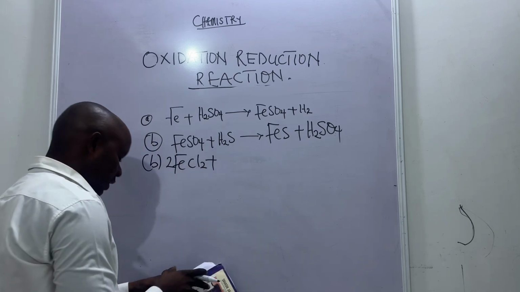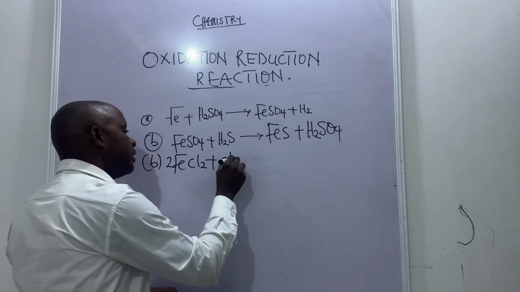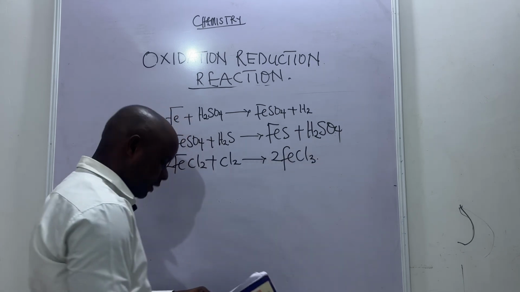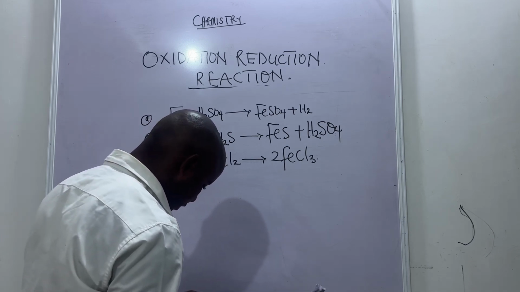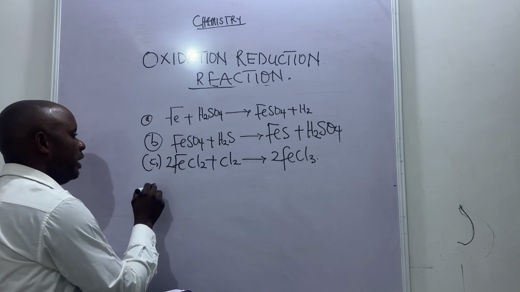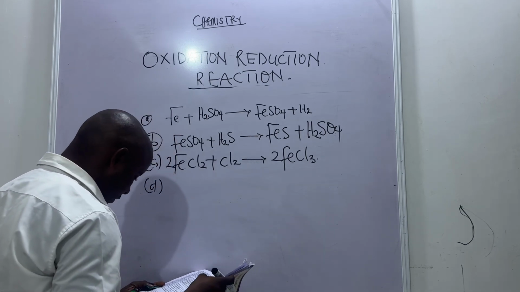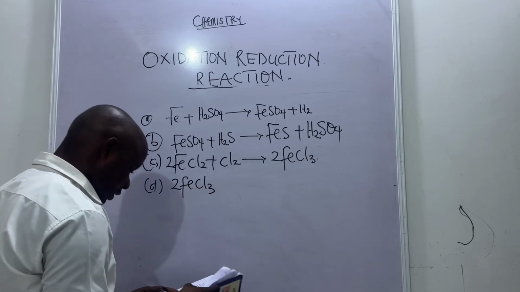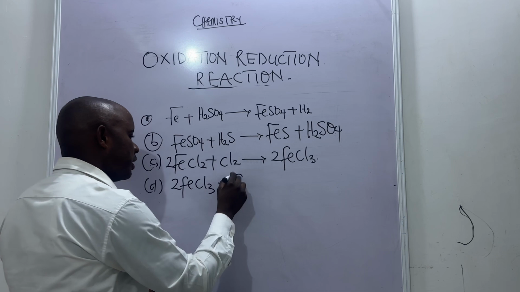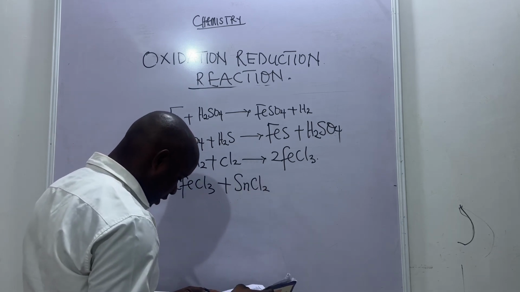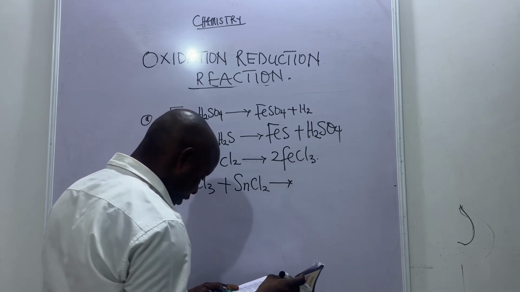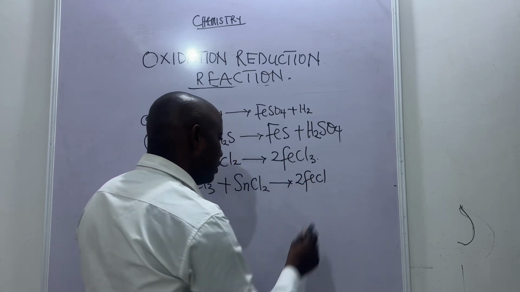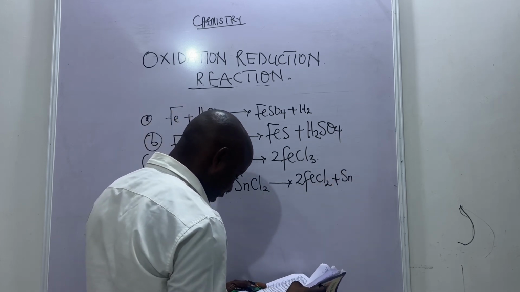FeCl2 plus chlorine gas to give FeCl3. We said the D part of it, D, we have FeCl3, plus SnCl2 to give FeCl2 plus SnCl4 chloride.